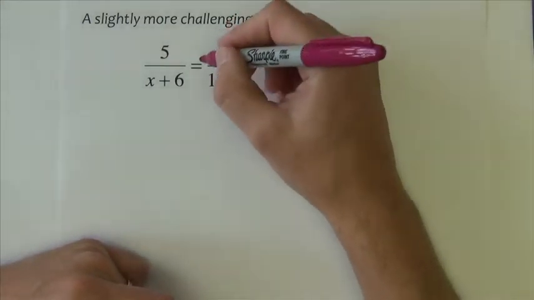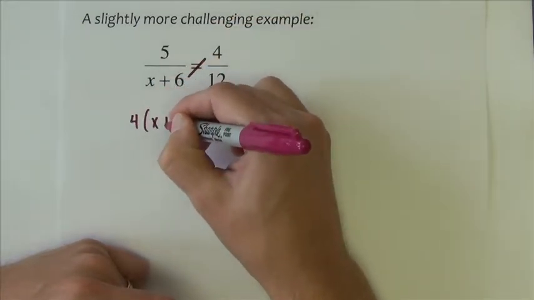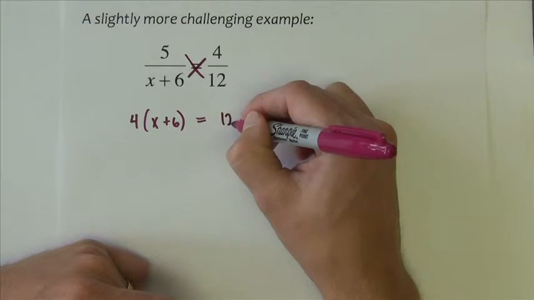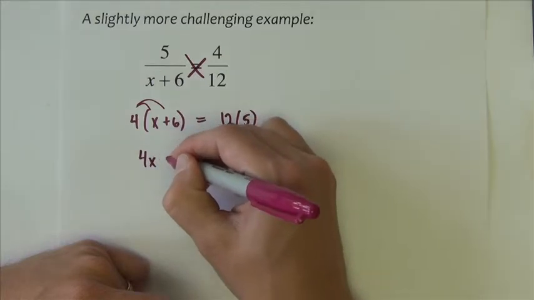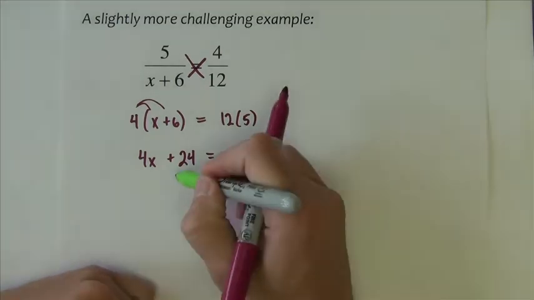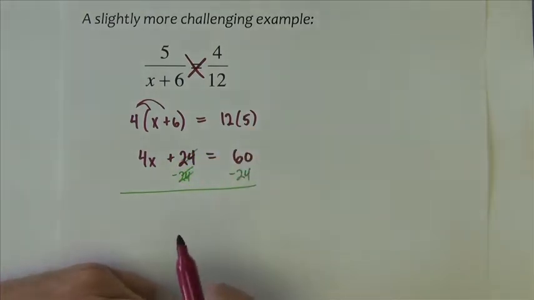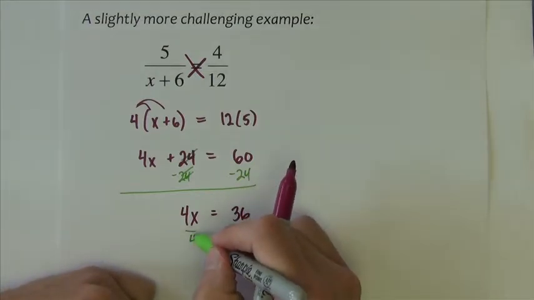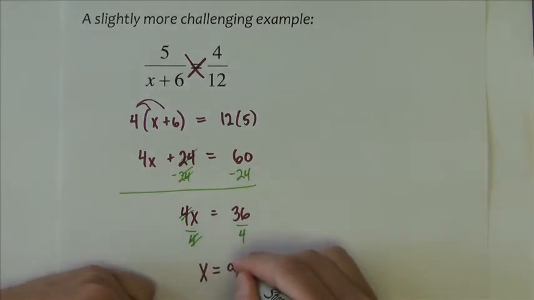So let's do the cross product technique. I can take this product, so I want 4 times x plus 6 equal to this product, which is 12 times 5. I will distribute the 4, giving me 4x plus 24 equals 60. We're going to subtract 24 from both sides, giving me 4x equals 36. Divide by 4, and we get x equals 9.